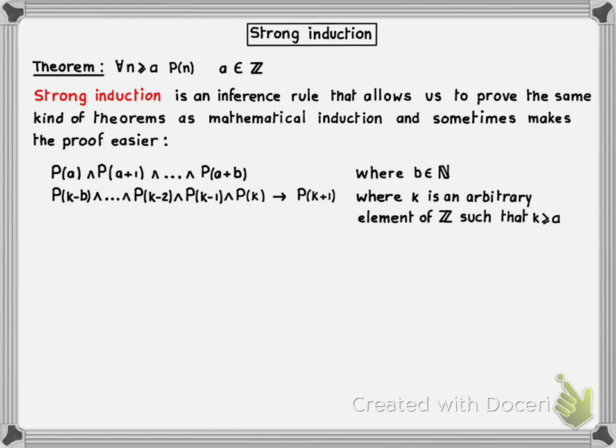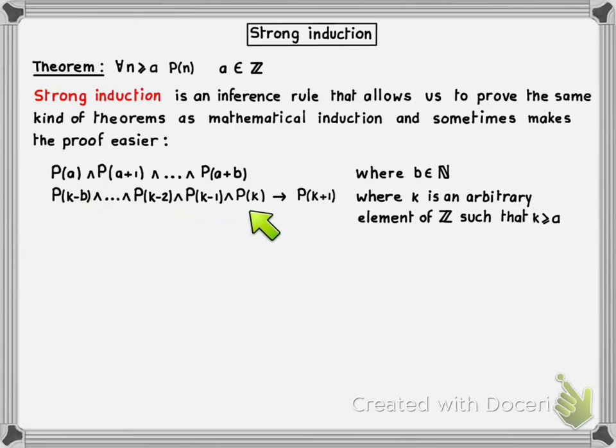In particular, notice what happens when b is equal to 0. If b is equal to 0, then a plus b is a, which means the premise here boils down to just p of a, like the first premise in mathematical induction. And if b is equal to 0, then you need p of k in the hypothesis in the second premise, and then you don't need any of the previous terms because k minus b, or k minus 0, is also k.